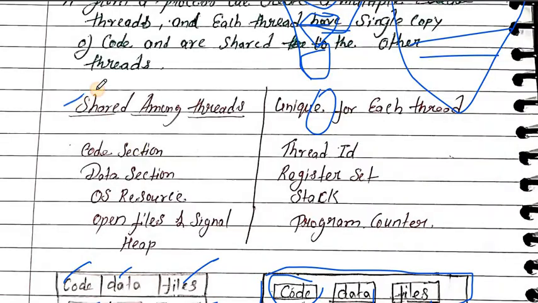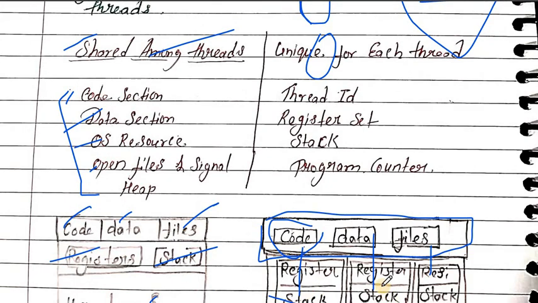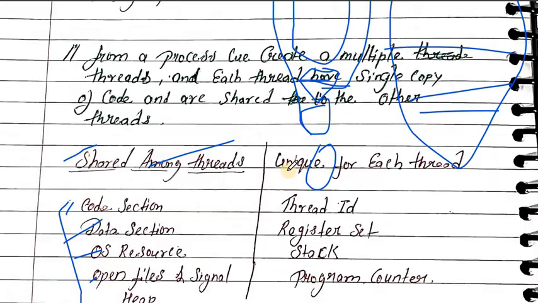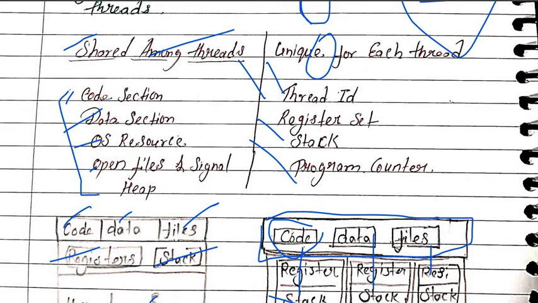Shared among threads are the code section, data, OS resources, open files, and heaps. These are the things shared between the threads. What is unique? Each thread has its thread ID, register set, stack and program counter. These are separate for each thread, but the other sections are only one for all threads, means common shared.